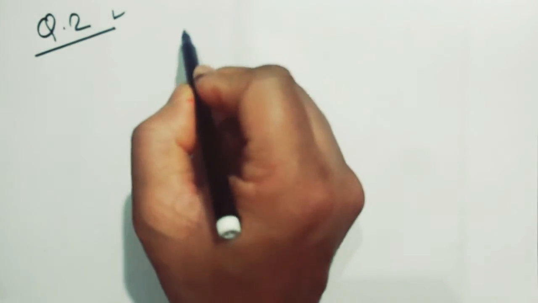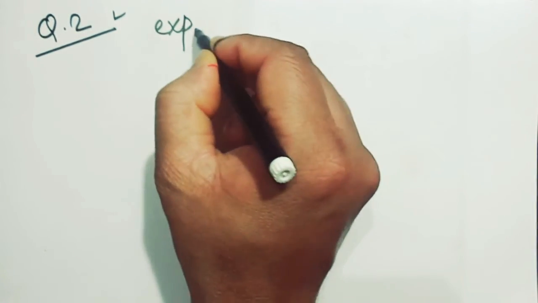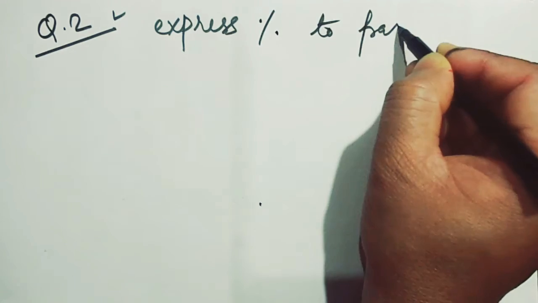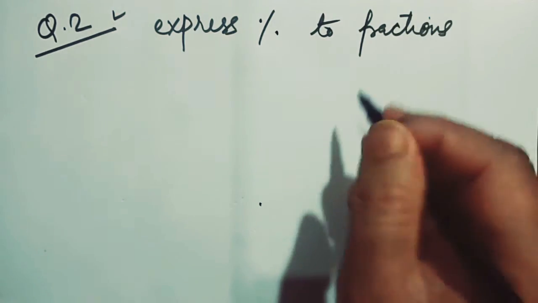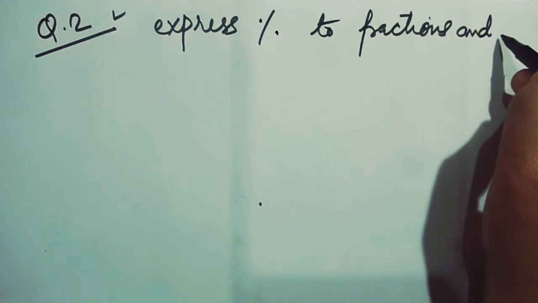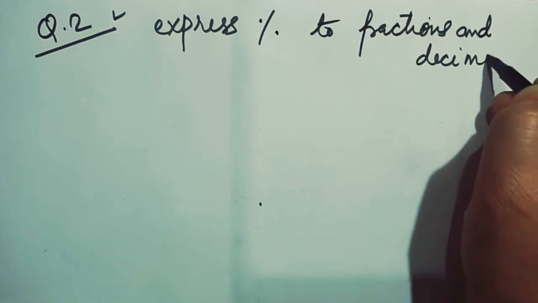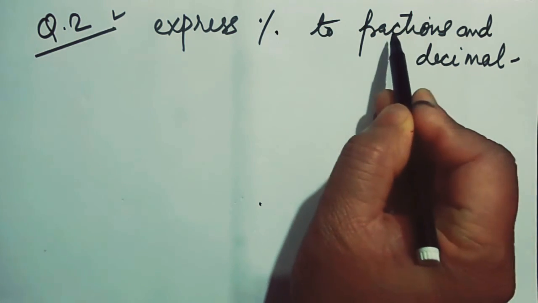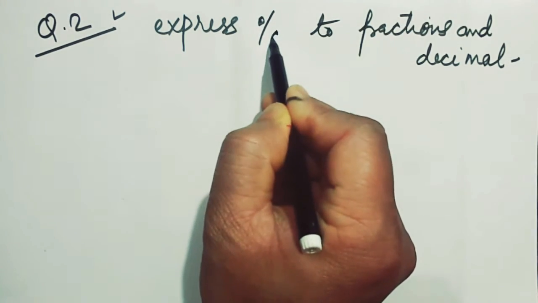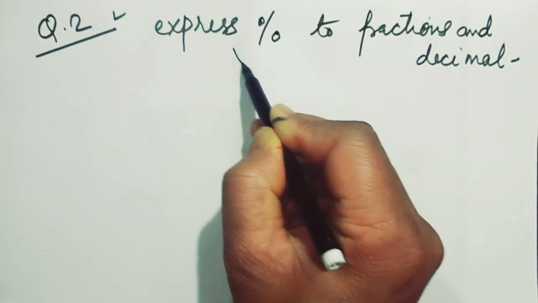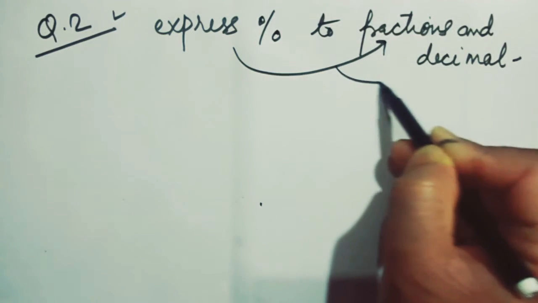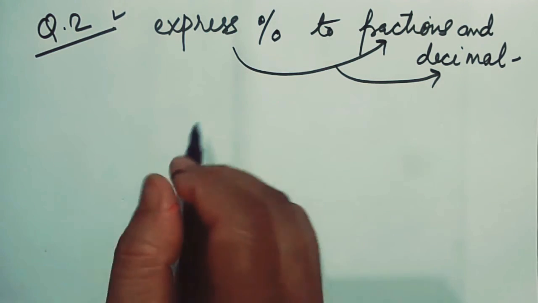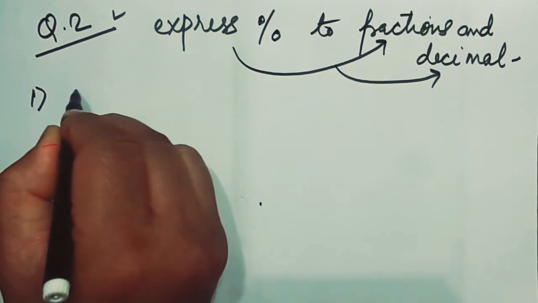Okay. Now when we refer to number 2, we see that we are being asked to express the following percentage, meaning express percentage as fractions and decimals. Now in the first part, the fraction and decimal were to be changed into percentage, but here the percentage needs to be changed to fraction as well as to decimal. So in that case, what shall be done? Let us see.